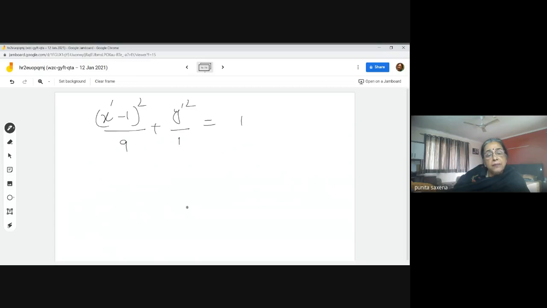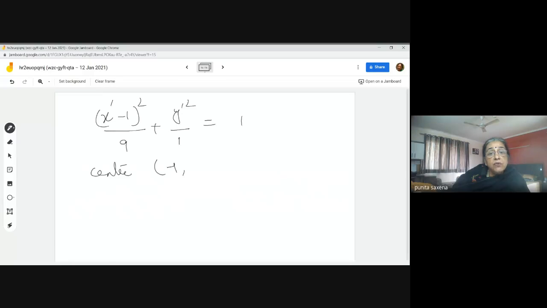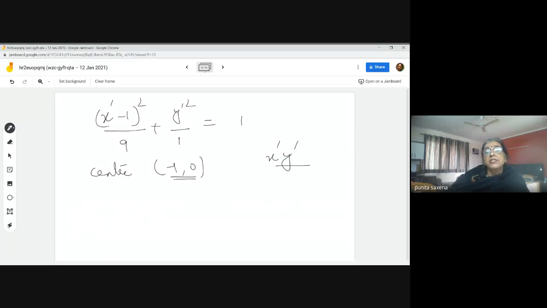यही मतलब हुआ ना? इसका मतलब क्या हुआ? Your A is equal to minus 1 0, but minus 1 0 किस coordinate plane में? On the x-axis negative. No, x dash y dash plane में. अब समझ में आ रहा है? ठीक है? A is 3, B is 1.